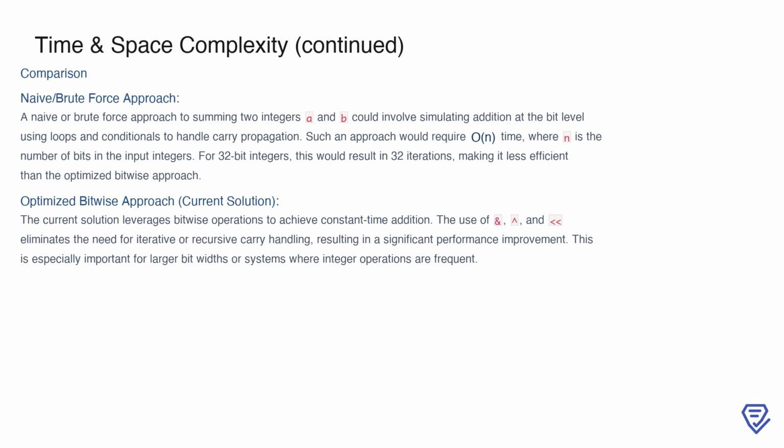When comparing the optimized bitwise approach to a naive or brute force method, the efficiency of this solution becomes even clearer. A naive approach to adding two integers at the bit level might involve iterating through the bits manually, handling carry propagation with loops and conditionals. This would result in O(n) time complexity, where n is the number of bits in the integers. For standard 32-bit integers, this would mean 32 iterations, making it less efficient than the current solution.